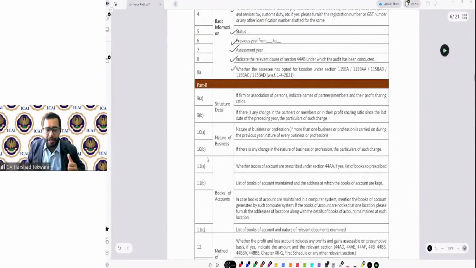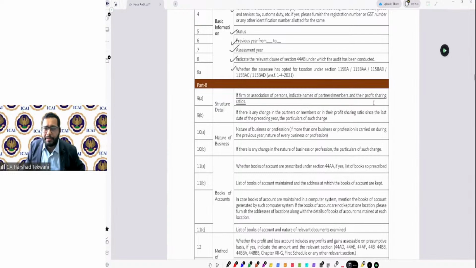First, structure detail. The first thing is that clause 9A asks: if the assessee is a firm or association of persons, indicate the names of partners or members and their profit sharing ratio. Clause 9B talks about whether there is any change in the partners or members or in their profit sharing ratio; then please share such change.